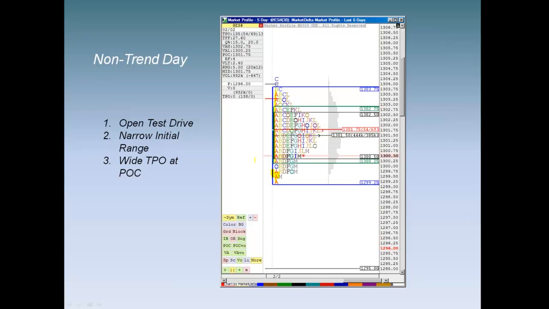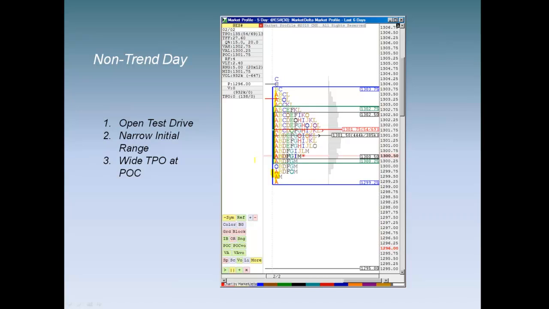We have to then look at other pieces of the puzzle to really determine what type of day this is likely going to be. And of course, one key question that we have to look at is where this open is relative to the prior day's open. If in fact I am opening within value, in the value area of the prior day, that increases the likelihood that in fact I am going to see a non-trend day.